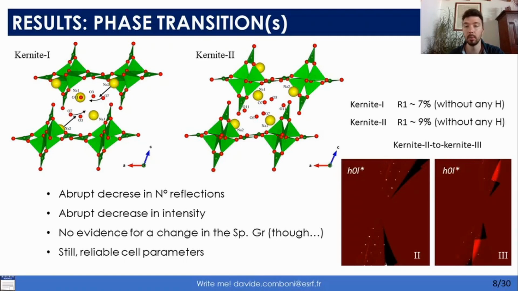And there were some problems with the kernite 3 structure, as you can see from the reconstruction of the usual H0L-star crystallographic plane. The peaks are very low in intensity, and you have to trust me, they were not very sharp, so we still got decent cell parameters to do the elastic calculation and so on, but the data were not good enough to solve the structure of kernite 3, unfortunately.